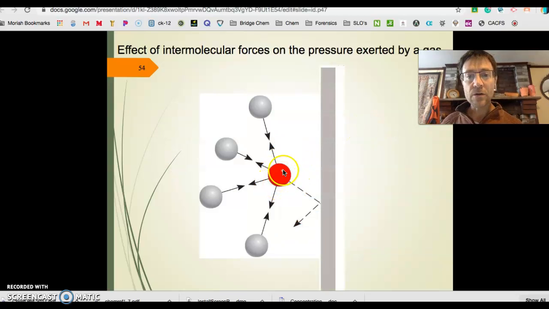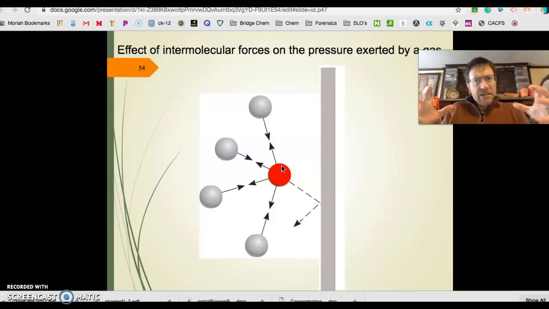If you look at this little red particle and pretend that's the particle that's going to be smacking against the container, causing pressure and expanding it to make volume, right? Because that's how a sample of gas has volume. It's because the particles are pressing on the sides that push it open, like in a balloon.